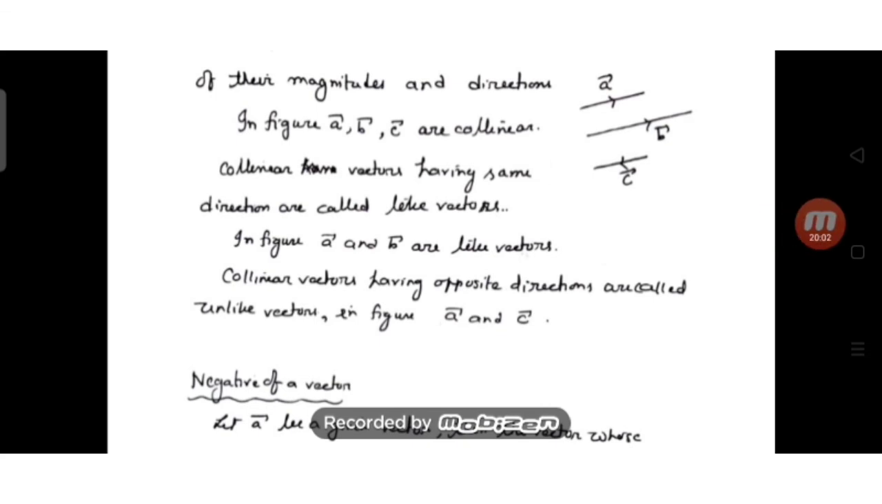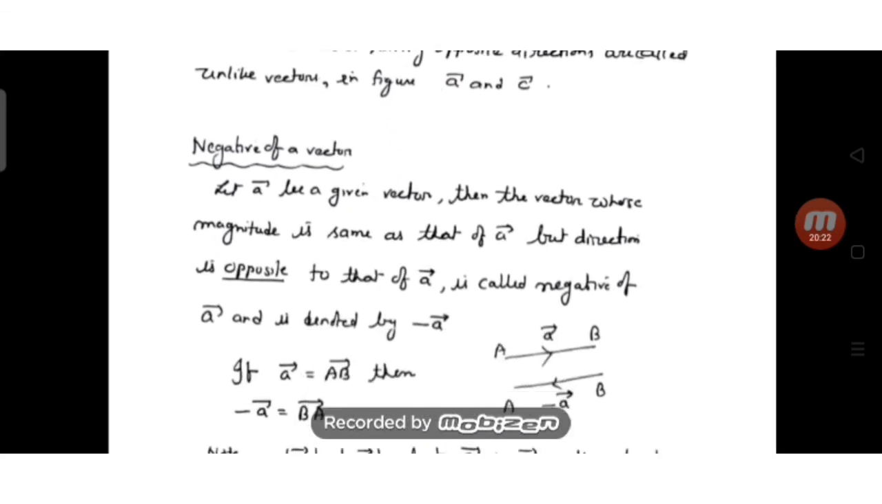So what about equal vectors? Are equal vectors collinear? Obviously yes, because equal vectors have the same magnitude and the same direction. So you can say that all equal vectors are collinear, but all collinear vectors are not equal. That's very important for short questions.